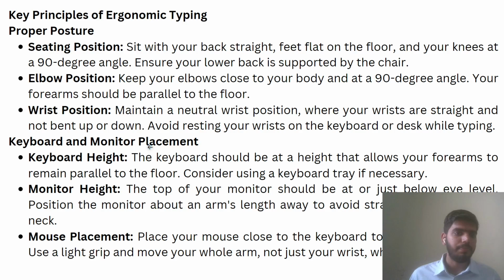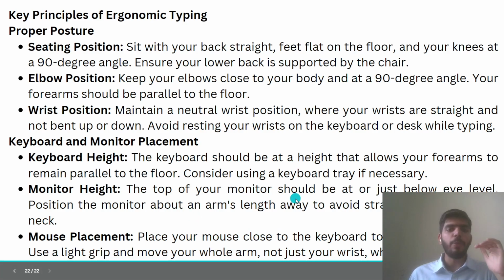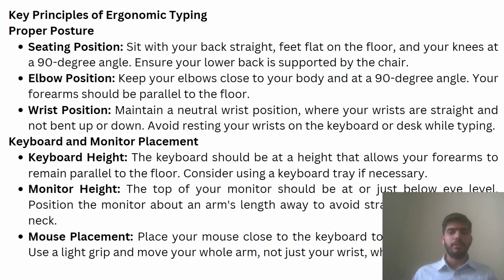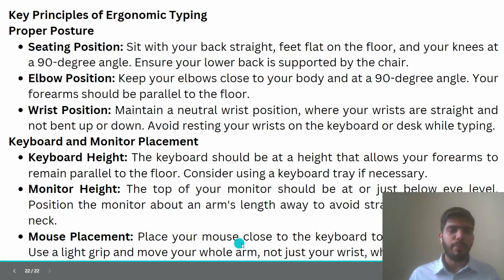Keyboard and monitor placement. Keyboard height: the keyboard should be at a height that allows your forearms to remain parallel to the floor. Monitor: the top of your monitor should be at or just below your eye level. So where your monitor ends, the top of your monitor should be at your eye level. Okay, so that is the correct position. And mouse placement: place your mouse close to the keyboard to avoid overreaching. Use a light grip and move your whole arm, not just your wrist, when using the mouse.